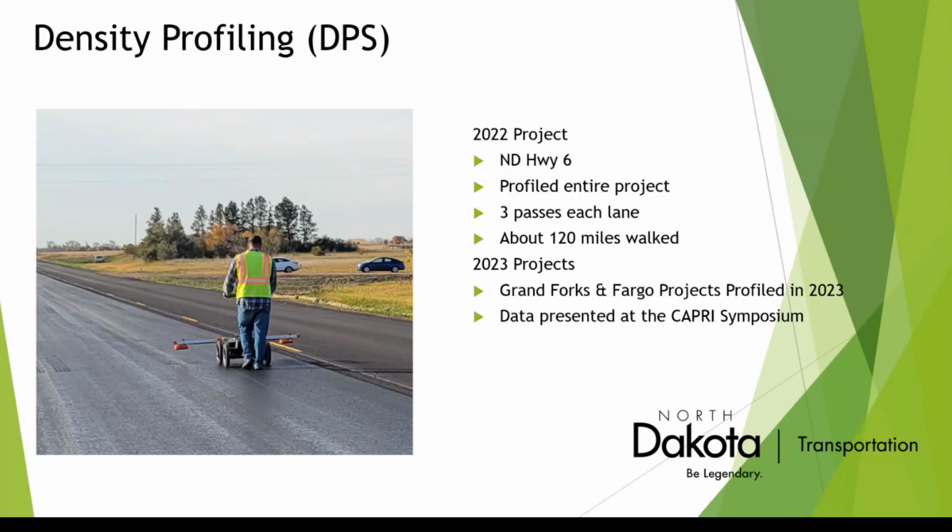3 passes in each lane. You can see the DPS unit there. Roughly, you have about a 4.5, 5 foot influence. Those are ground penetrating radar heads that are on that bar. And so if you want to get the full lane, obviously you do multiple passes. So John did about 120 miles just on that project.